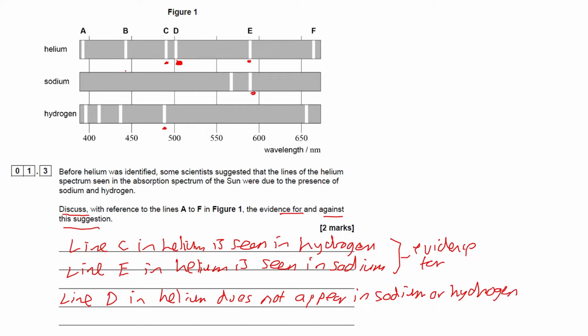Okay, now the other lines, the reason why we might have ignored A, B and F is because they don't really match up with anything, and also they are quite close to the line, so we're looking for clear lines that are exactly the same and clear lines that are not the same.